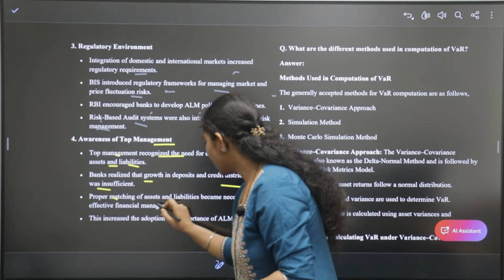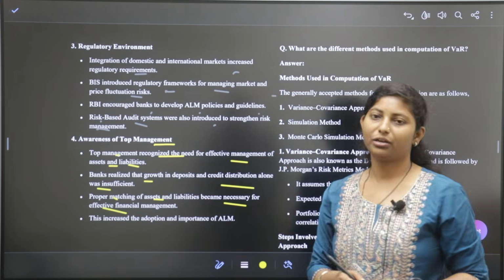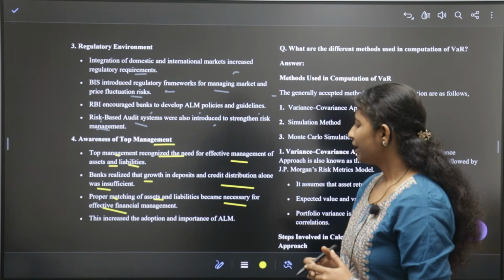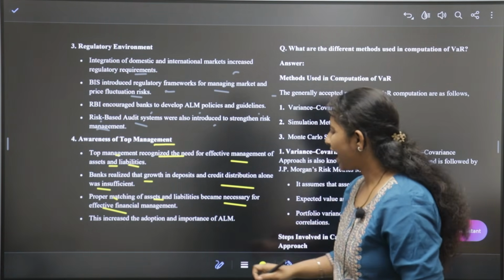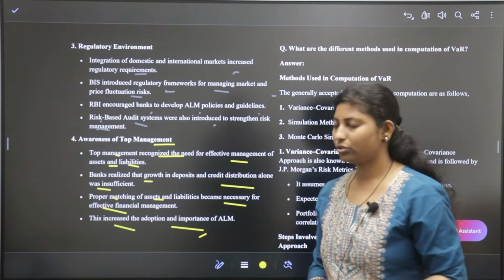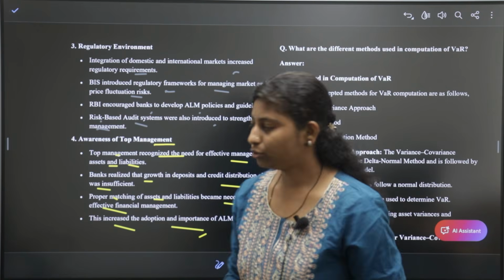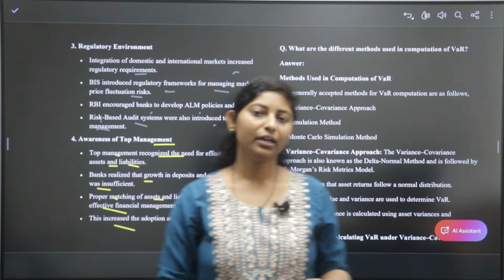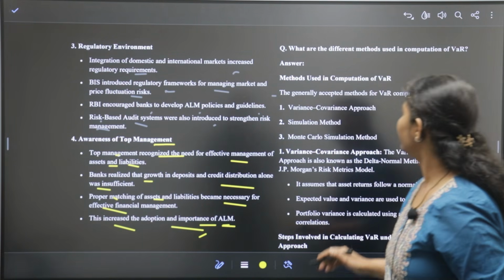And next, proper matching of assets and liabilities is necessary for effective financial management, and this is also very important for properly managing our assets. There should be a match. Okay, there should be a tally between assets and liabilities. These increase the adoption and importance of ALM. All these concepts helped bring about the importance of ALM in our companies. So here we finish the last question. We'll start the next question.